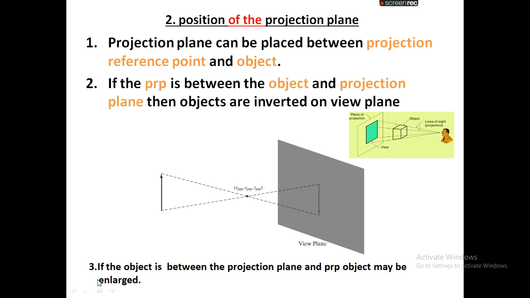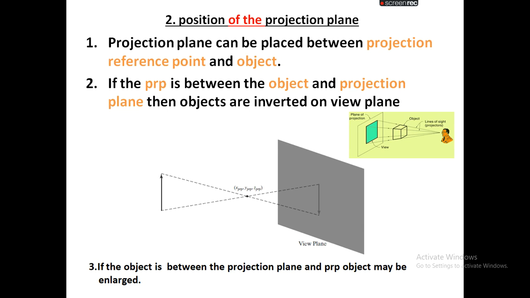Third is, if you place the object in between the projection plane and the projection reference point, then the object may be enlarged. What I'm saying here is, when you place the object between the projection plane and the projection reference point, the size of the object will get larger. This is the property of perspective projection.